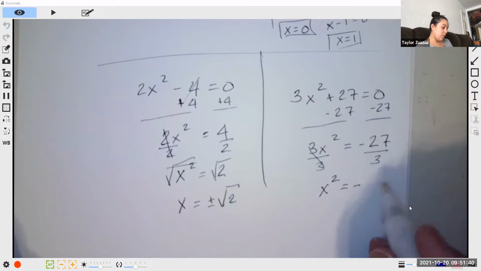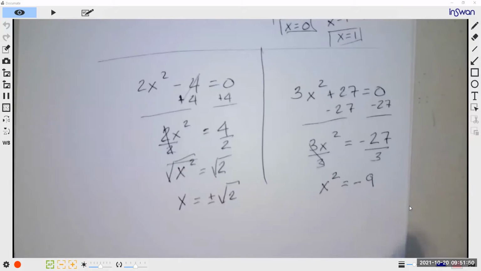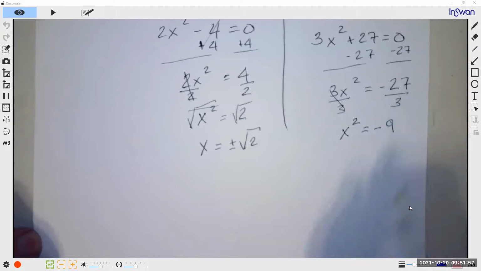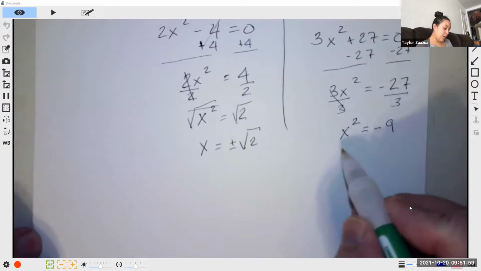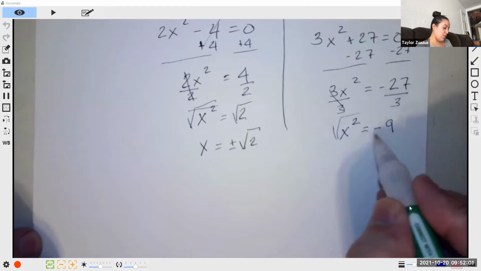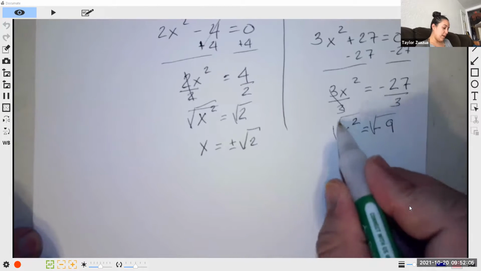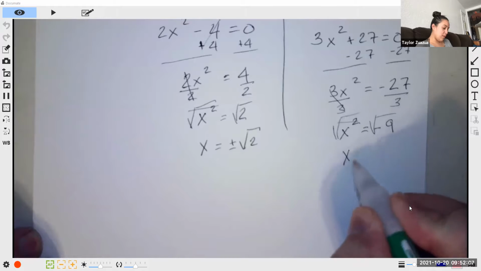So that equals, sorry, I'm thinking about it. What is that? 9. Would it be a negative 9? Yes, negative 27 divided by 3. So negative 9. Then you want to square root it. So cancel that out, square root that.